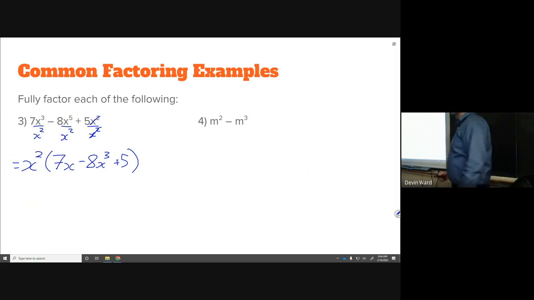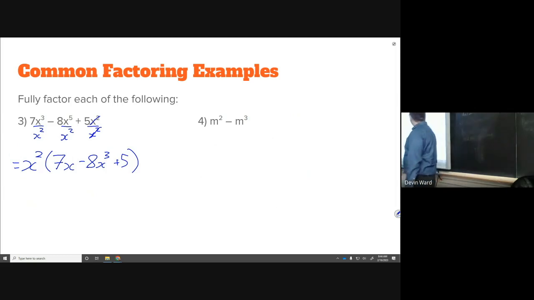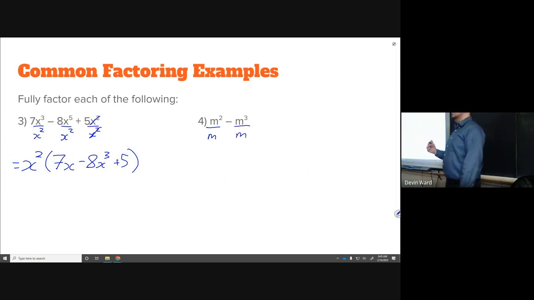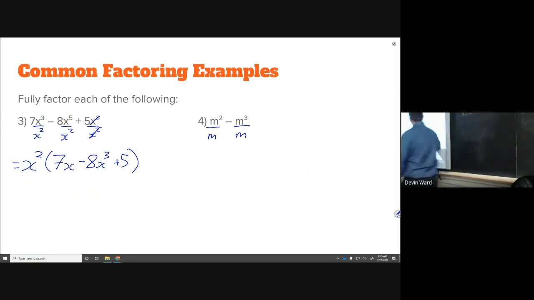Okay, number 4, we're changing the letters to m. So we have m squared minus m cubed. So we know that we don't have any numbers that are going to be in common. But they're both m's, right? So we're going to have a common letter that we can factor out. So we look for what with letters? Exponents. Okay. So we're going to divide by m squared or m cubed? M squared because it's the smaller one.